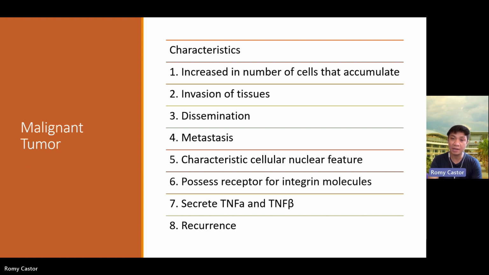Okay, number 5, we have your characteristic cellular nuclear feature. And number 6 is it tries to possess here the receptor with our integrin molecules. So the receptor with the integrin molecules would allow it to adhere to our extracellular matrix like your collagen 4, basement membrane, resulting in the damage of our connective tissues. Number 7 here, it tries to secrete our tumor necrosis factor alpha and tumor necrosis factor beta, responsible for the angiogenesis or the formation of the blood vessels natin.